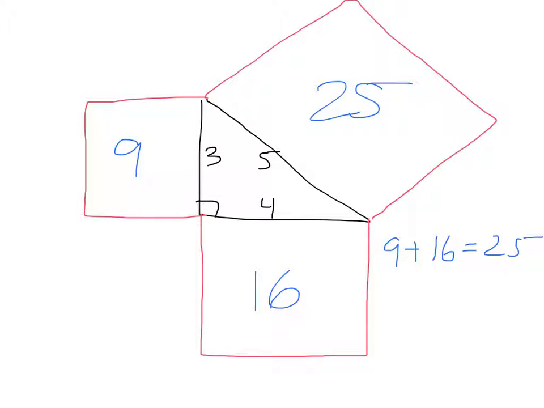Now, what's cool about this was that it doesn't only work with squares. He also did it with semicircles. And he found that semicircles with a radius of 1.5, a radius of 2, and a radius of 2.5 also worked out the same way. So it worked out that the squares were where it came from.